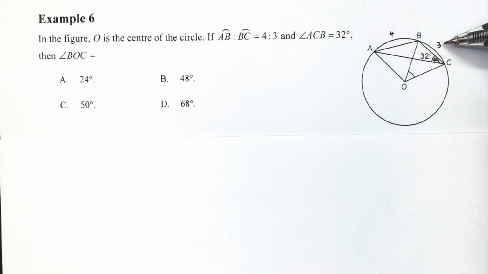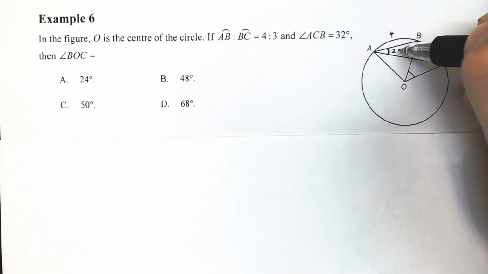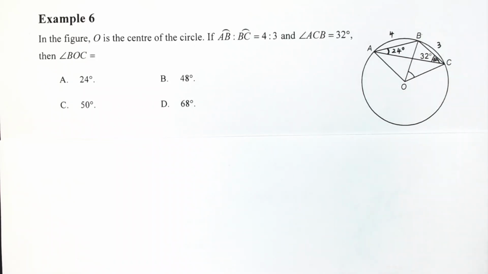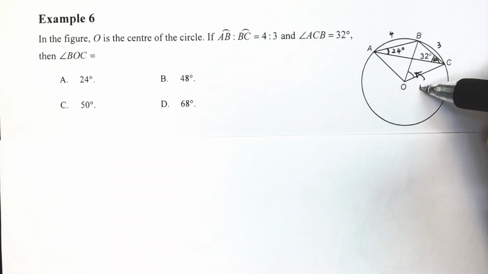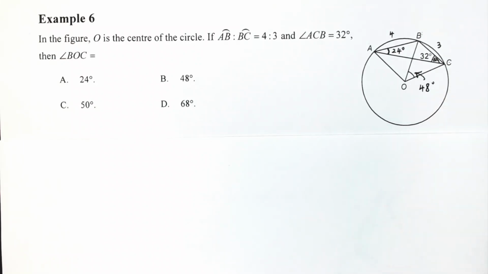What about for 3 portions? That means each portion is 8 degrees. So for 3 portions, we know that the angle at circumference joined from the 2 points B and C is 24 degrees. And from the same points B and C, the angle at center is twice the angle at the circumference. So the result here is 48 degrees. So the answer is B.